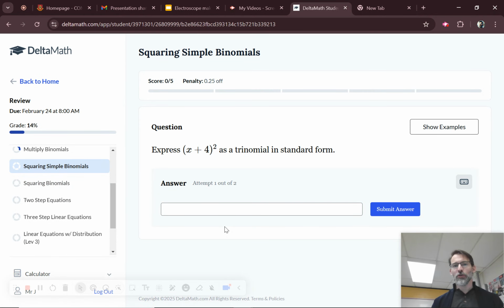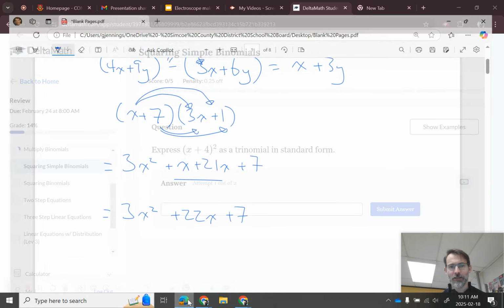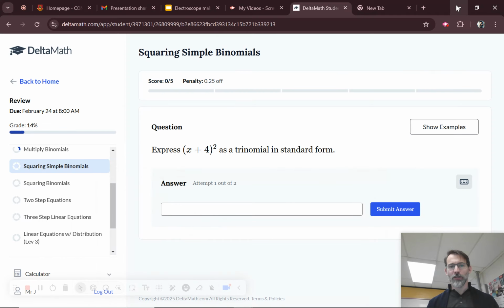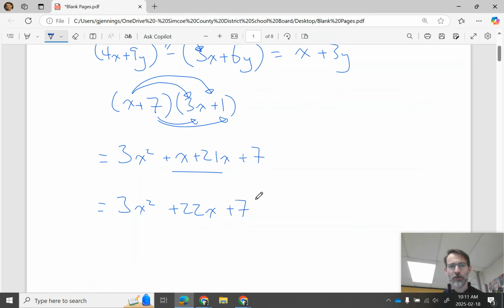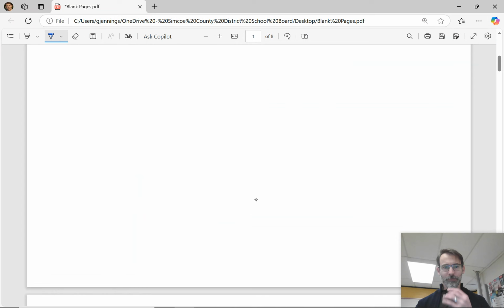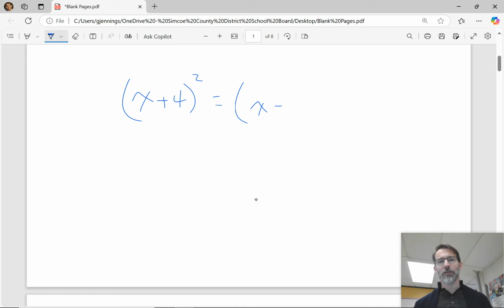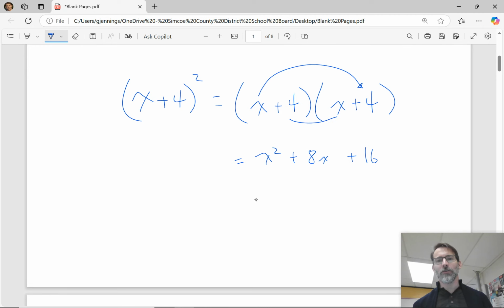Same thing applies when we're squaring simple binomials like this. So here we were asked to square x plus 4 squared. So I copy out the question. x plus 4 squared is the same thing as x plus 4 times x plus 4. And then we do that, that's x squared plus 8x plus 16. Why 8x, you ask? There's 4x, there's another 4x, so we get 8x.